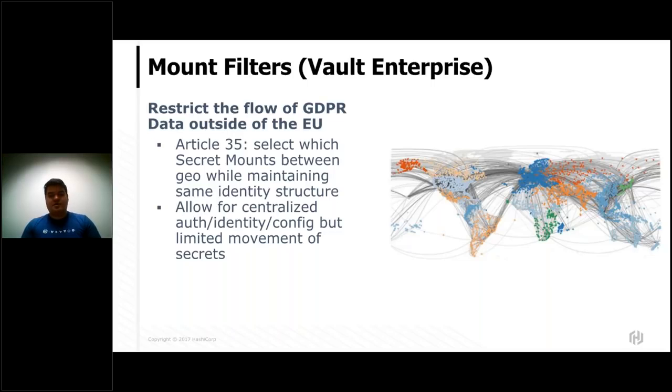So mount filters plays into this by allowing you to have a performance replication secondary cluster, a follower cluster, have restricted access to certain types of secret mounts. As we're about to see in this demo, this will allow you to comply with the provisions behind Article 35 around how I make sure that the data doesn't go to a locale that it shouldn't go to, while at the same time centralizing management for that data and centralizing management for the secrets, auth, and identity infrastructure around Vault as a whole.